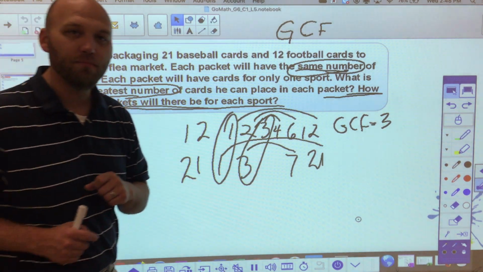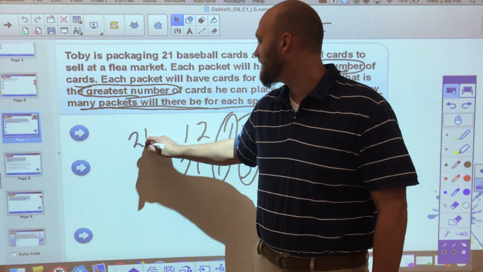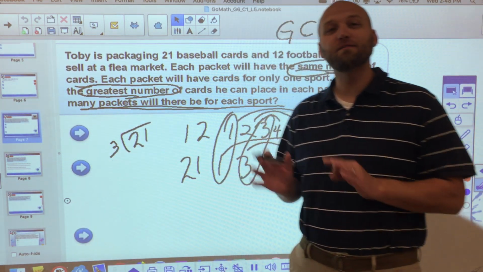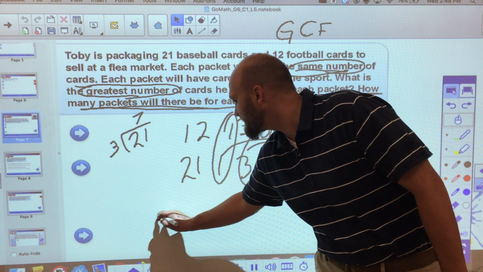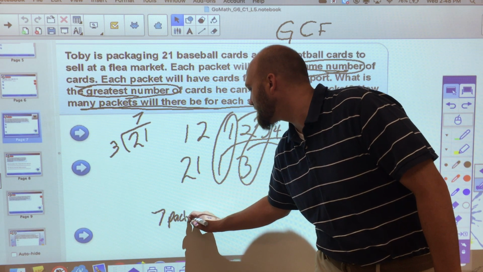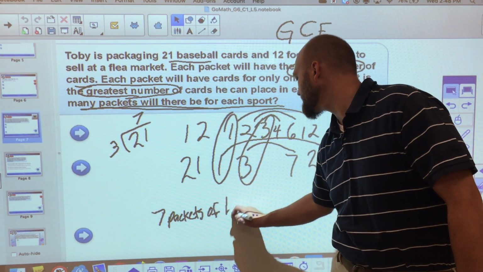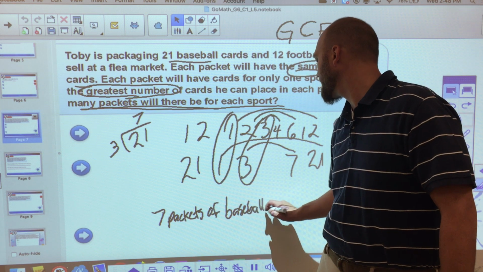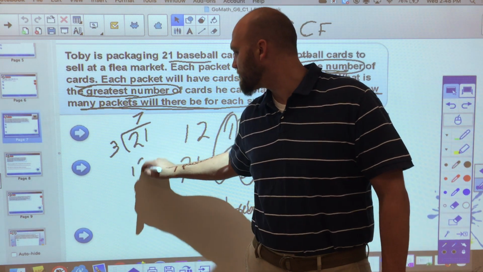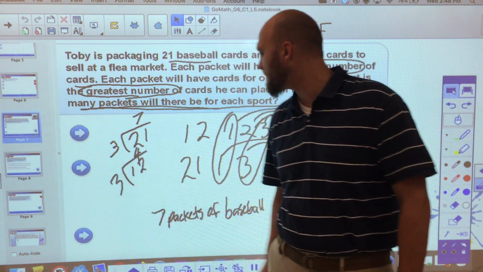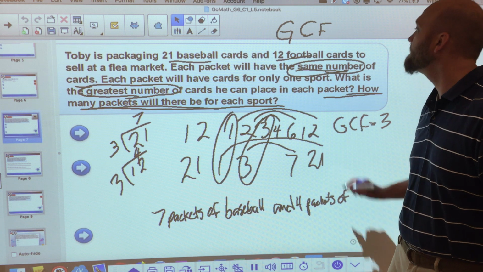But that's not what it asked me, right? It says how many packets will there be for each sport. So in other words, if I take my 21 baseball cards and divide them by my common factor of 3, I would find that there are 7 packets. So I'm going to write that down here. 7 packets of baseball. And we need our football cards. 12 divided by 3 gives me 4 packets of football.